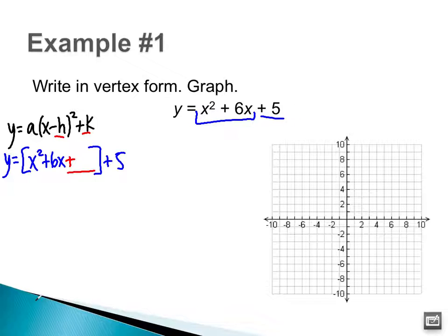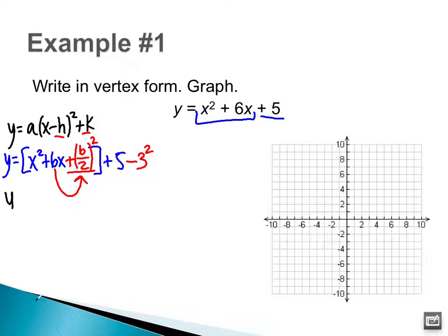Remember that what goes there comes from the b term. It comes from the 6. So we're going to do 6 divided by 2, and then we're going to square it. This is a little bit different from yesterday. Yesterday, whatever I added to one side, I added to the other. Today, I'm only working on one side of the equation. So here, I added 3 squared. The inverse of adding is subtracting 3 squared. So because I added 3 squared, I also have to subtract 3 squared. And I'm going to leave that outside the brackets.